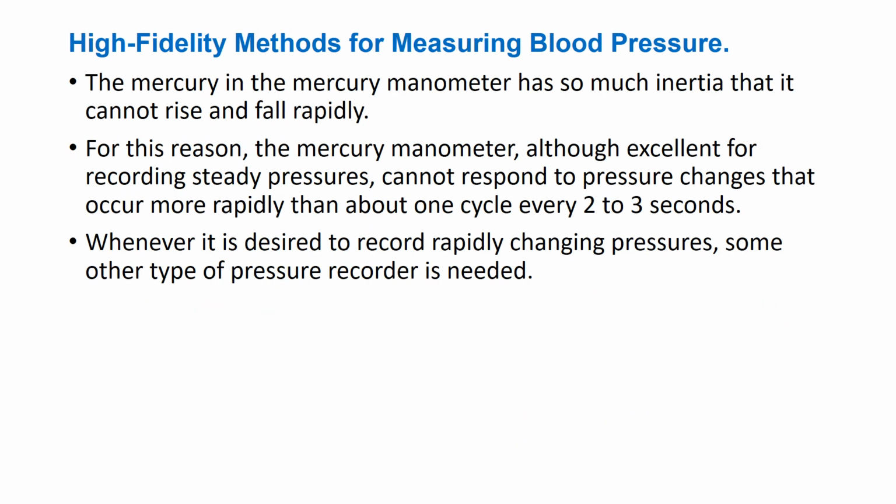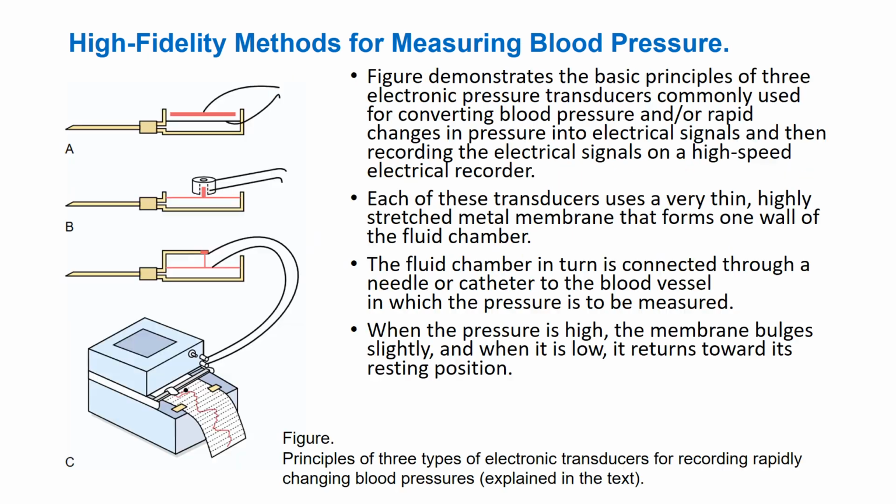The mercury in the mercury manometer has so much inertia that it cannot rise and fall rapidly. For this reason, the mercury manometer, although excellent for recording steady pressures, cannot respond to pressure changes that occur more rapidly than about one cycle every 2 to 3 seconds. Whenever it is desired to record rapidly changing pressures, some other type of pressure recorder is needed.